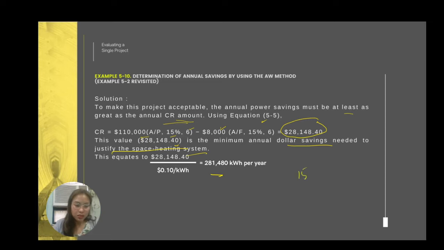So, exactly 15% is earned on the beginning of year unrecovered investment. Please take note, any savings greater than 281 per year, such as the original estimate of 300K kilowatt hour per year, will serve to make this project even more attractive. If you exceed the computed savings, it is more economically attractive. Many investors may also invest in your project.